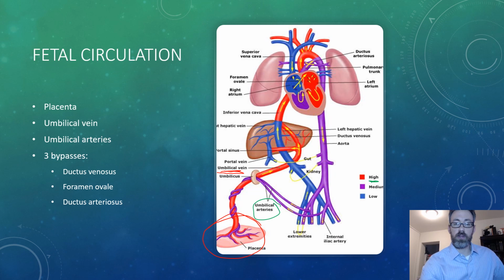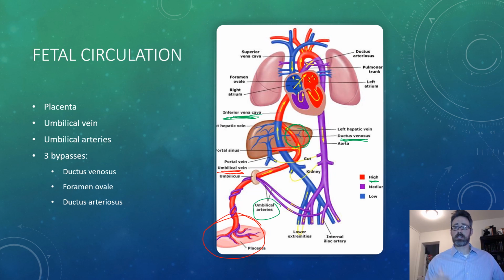Now, one thing you'll notice here is that this is a fetal bypass. You'll see this is a ductus venosus over here, and that's this right here. This is the ductus venosus. What it does is it actually shunts about 50% of the blood flow from the umbilical vein around the liver and connects it directly to the inferior vena cava right here.